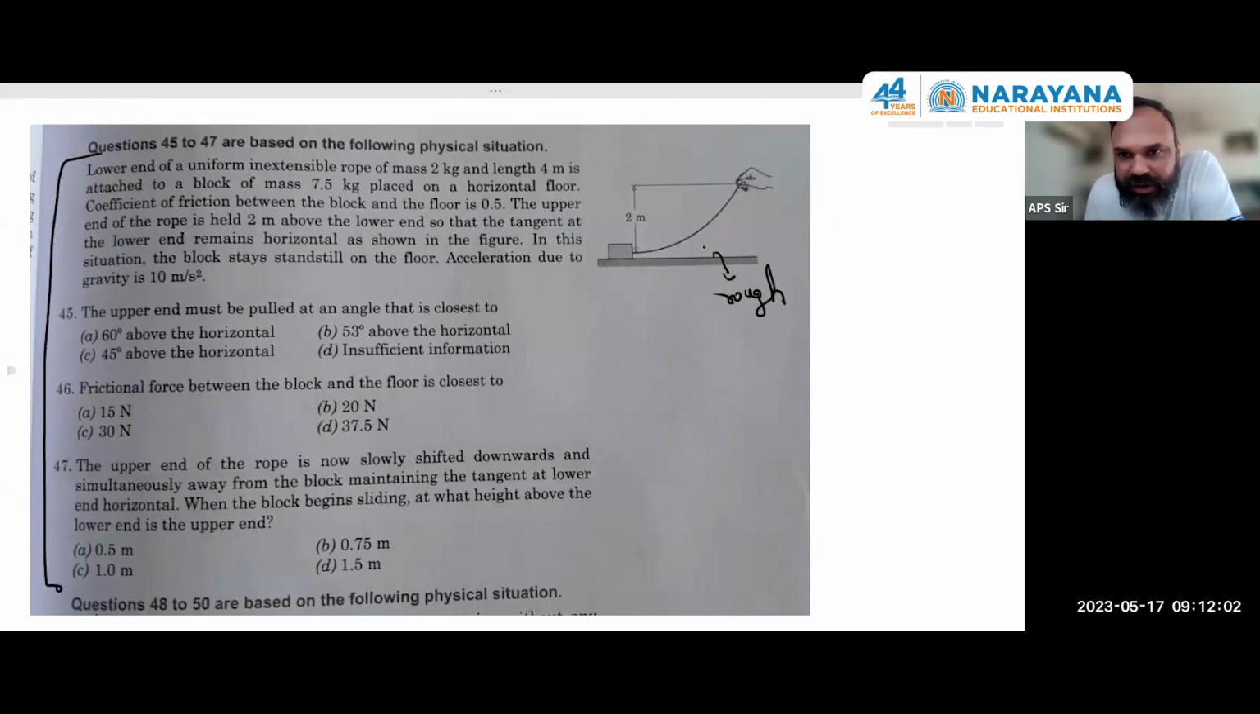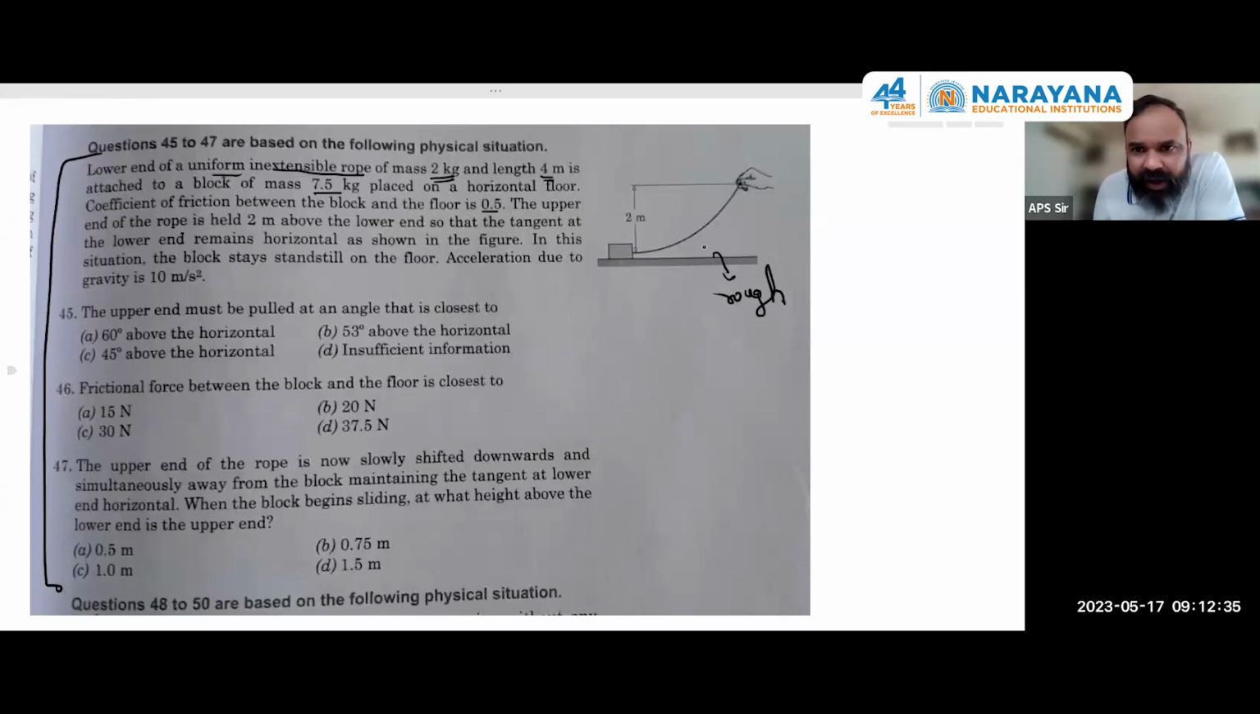And then there is a string which is having unique shape and a mass. So it's like a uniform inextensible rope. Mass is given 2 kg and length of the rope is given, shape is not given. Length is 4 meters. I'll come to it, how to use this length. Now it is attached to this block which is kept on the table. And this block is having a mass of 7.5. We'll use all these things. Coefficient of friction here is 0.5.